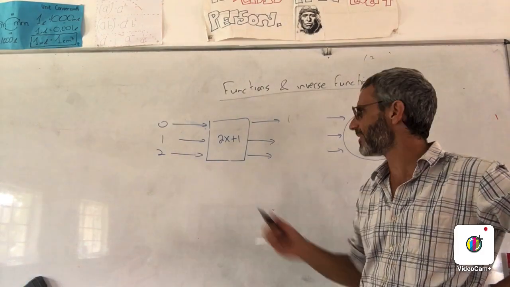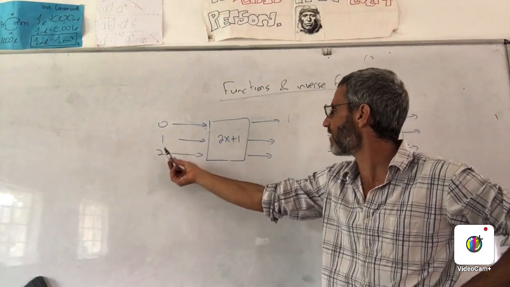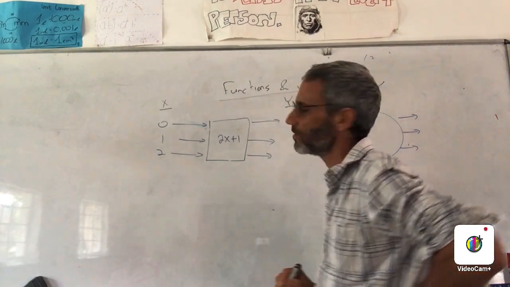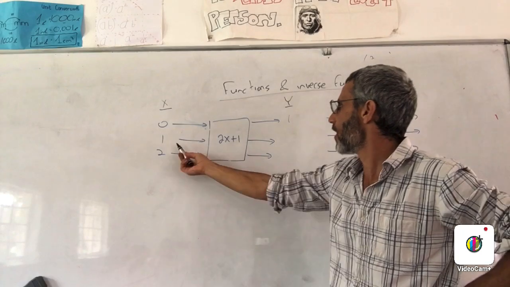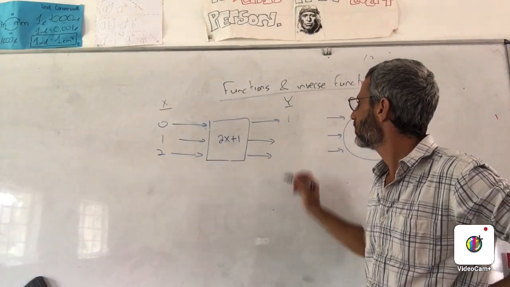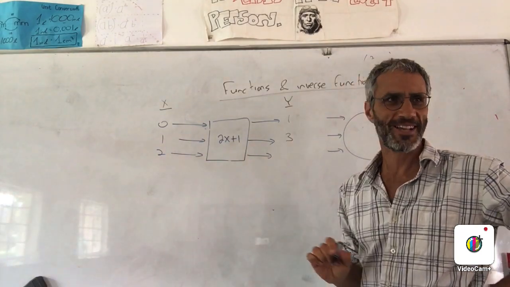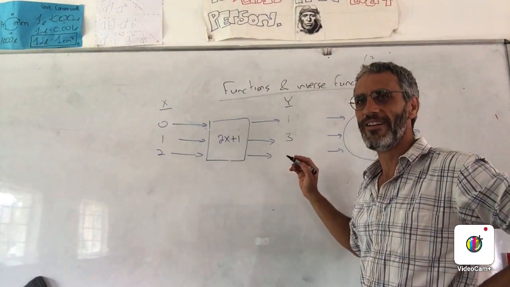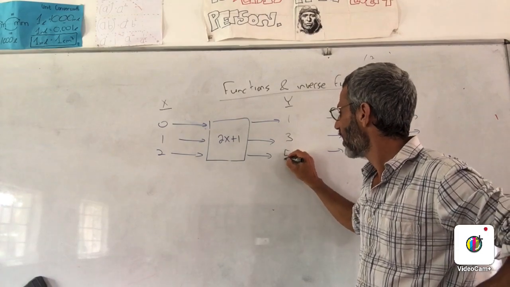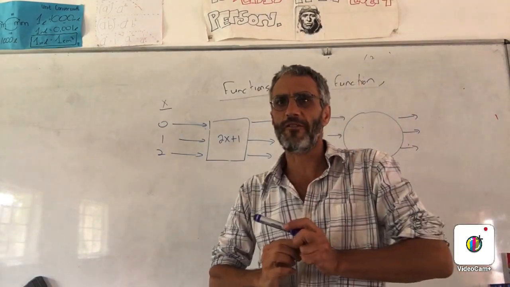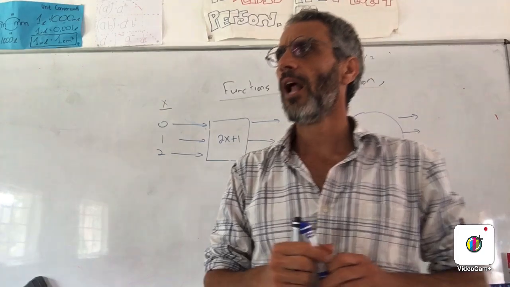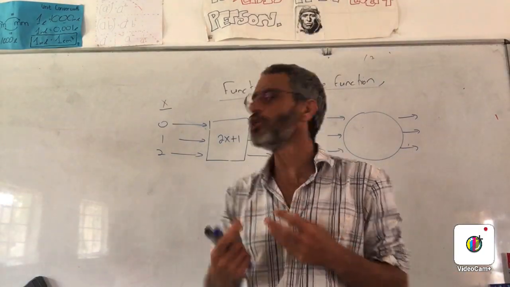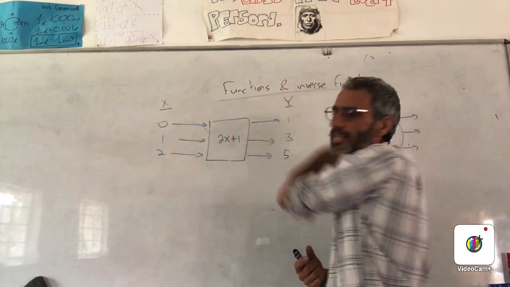Exactly. These are the x values, and these are like the y values. If I put in 1, what do I get? 3. If I put in 2, I get 5. So when I teach function in the beginning, grade 8 and grade 9, I say that a function is like a machine. You put in an input and it gives an output.